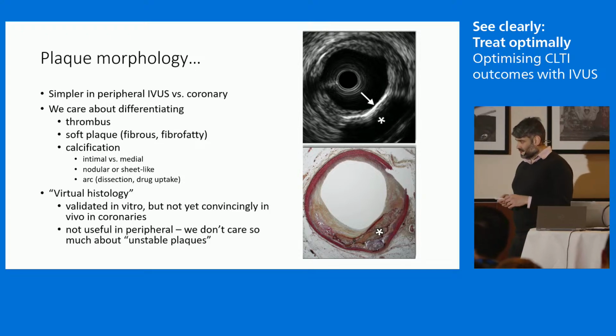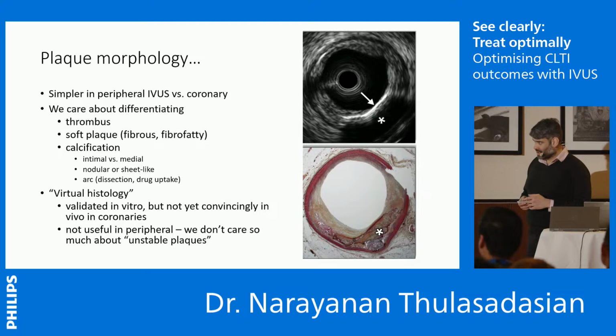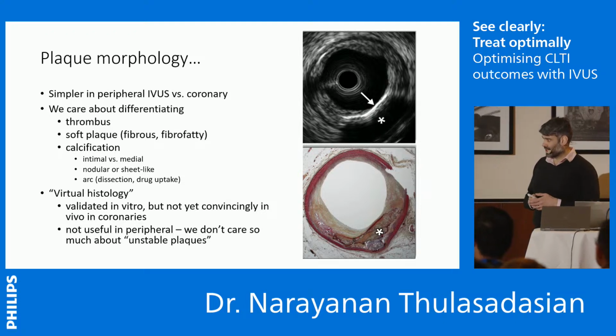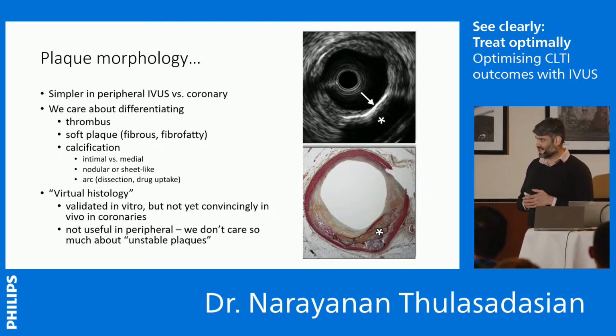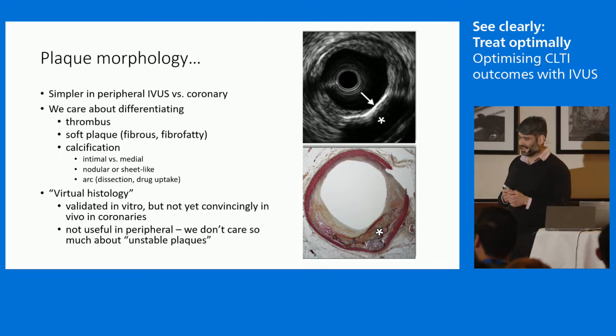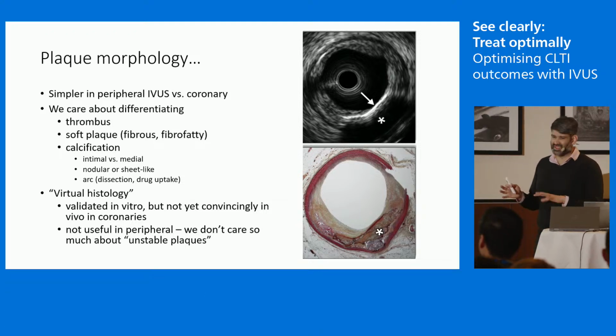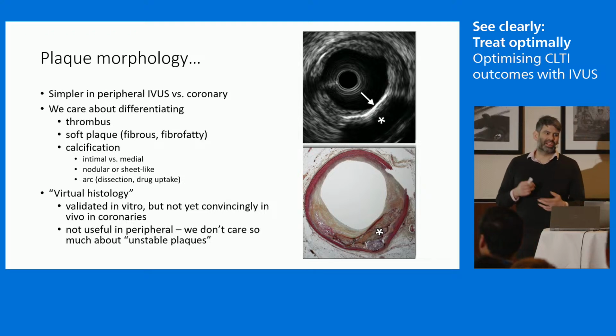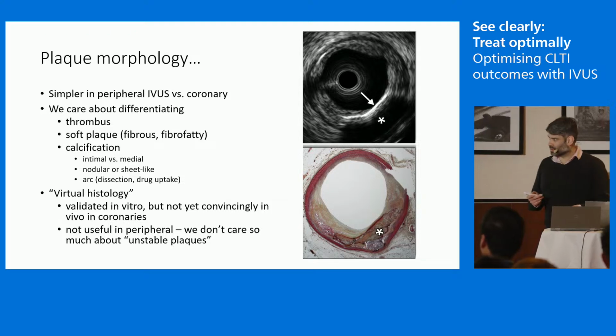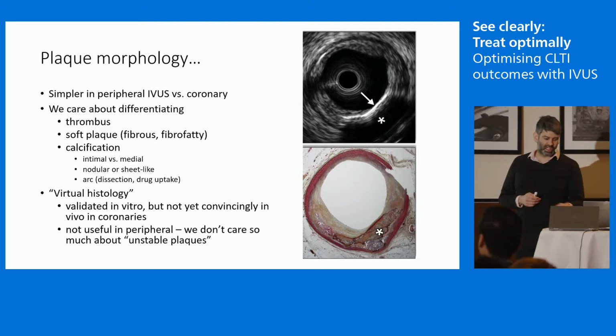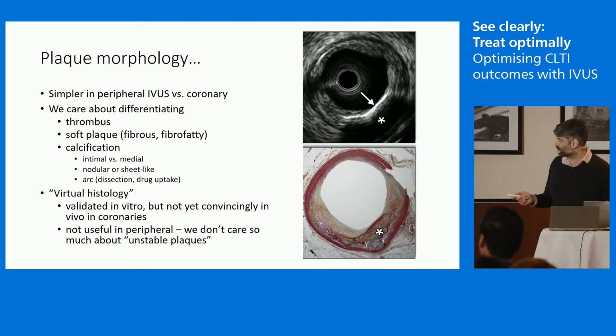Virtual histology was introduced for coronary IVUS quite near the beginning actually when it came out, but it's been validated in vitro but not yet convincingly in vivo in coronary, so it's kind of disappeared from most modern IVUS machines, and really it's not that useful in peripheral. We don't really care so much about unstable plaque. Their disease is their disease. So I think the virtual histology stuff is around on some machines, but I don't find it hugely useful.